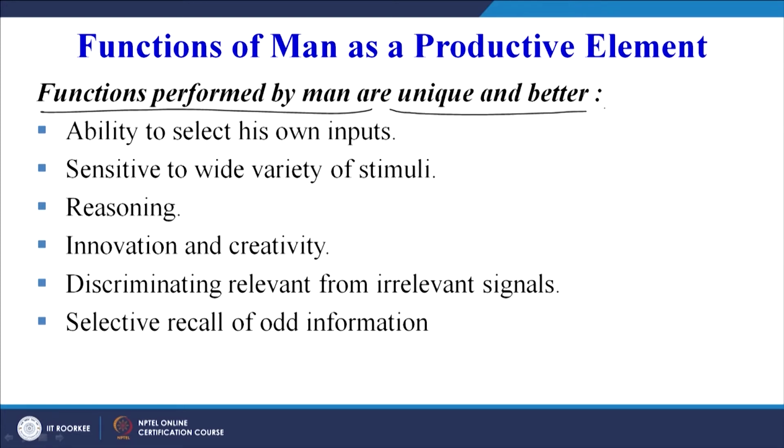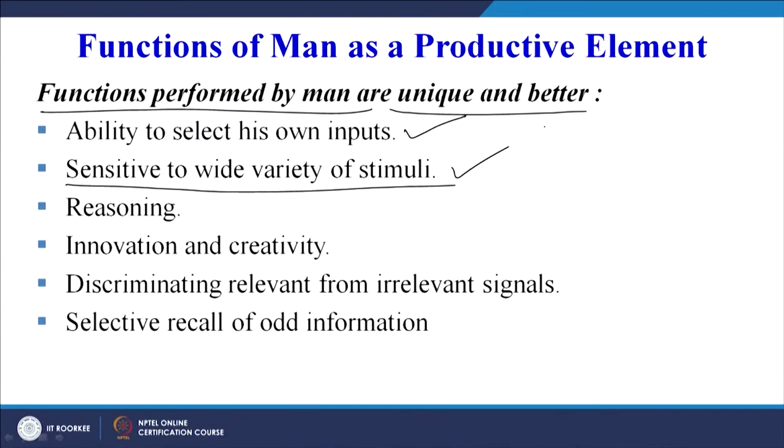Functions performed by a man are unique and better. So, let us see what are the functions. Ability to select his own inputs. In case of an automatic system, the input has to be fixed, but in a manual system, wherever the man is in command, he has the ability to select his own inputs.